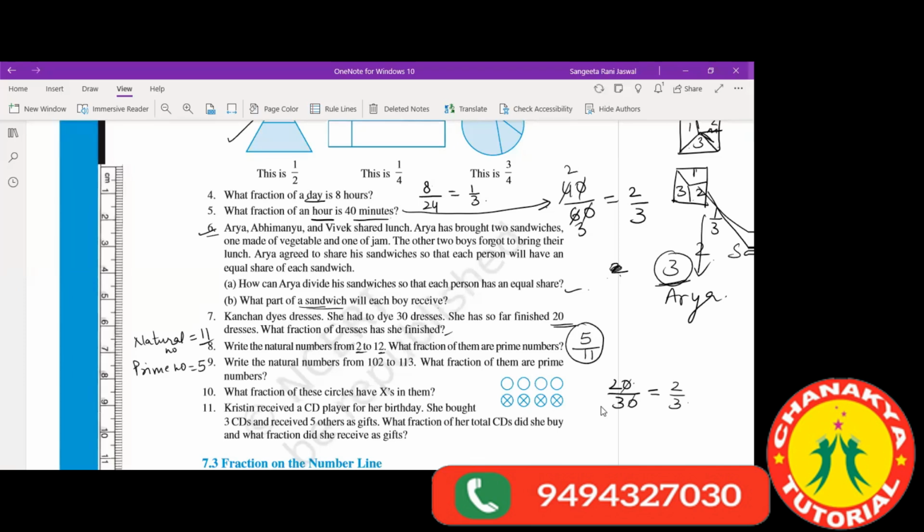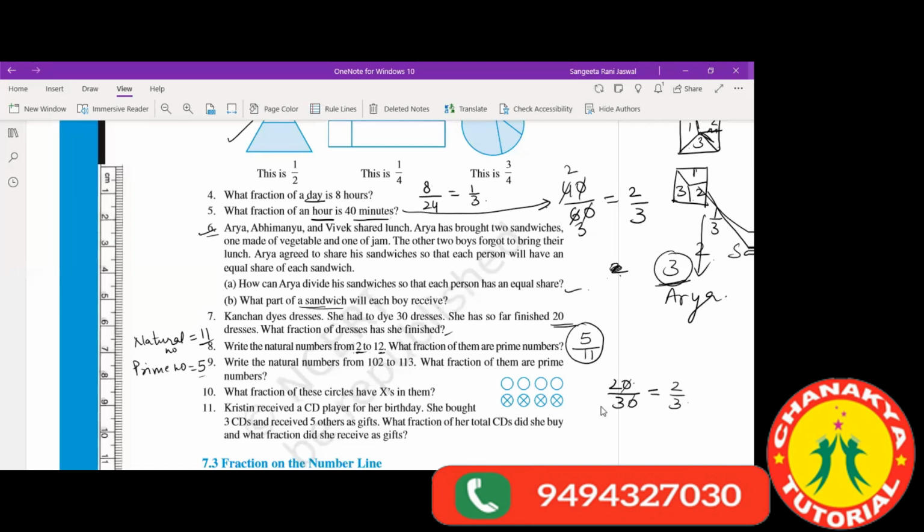You get it? Yes. Both of you understood this part? First we wrote natural numbers from 2 to 12. It's not written between, it's written from 2 to 12. So that means 2 and 12 are inclusive. And then we have to find the prime numbers from 2 to 12. So 5 prime numbers are there, and so the fraction becomes 5 by 11. It's written, what fraction of them are prime numbers. So 5 by 11 are the prime numbers. Okay, beta?